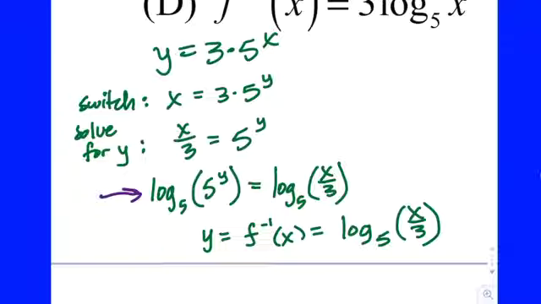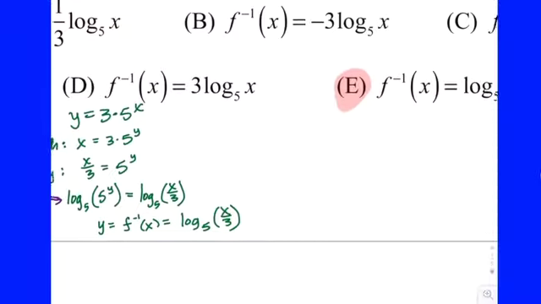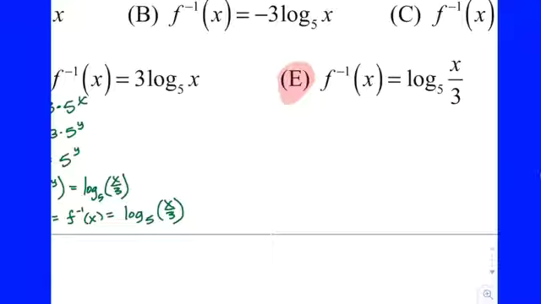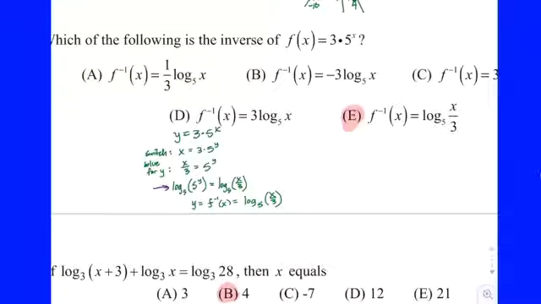So now that it's solved for y, we can just rename y as f inverse of x. And we look for that as an answer choice, and it's answer choice E. There you go. All right. So any questions on that one?